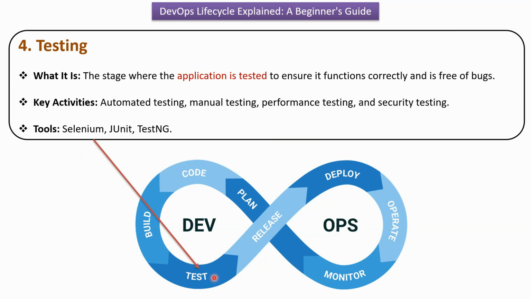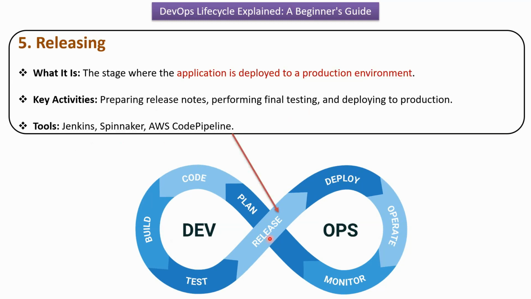Stage four is testing. In this stage, the application is tested to ensure it functions correctly and is free of bugs. Key activities are automated testing, manual testing, performance testing, and security testing. The tools used are Selenium, JUnit, and TestNG.